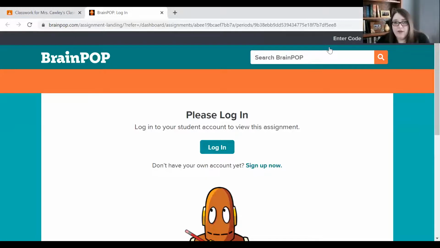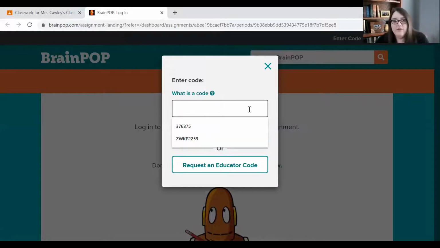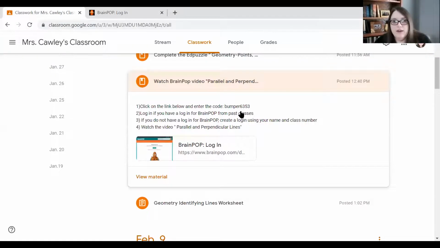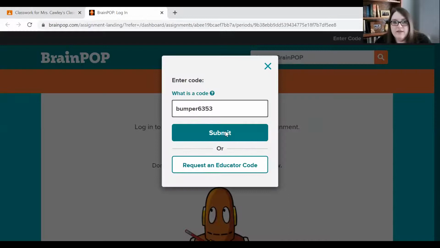So right here at the top, see where it says enter code? Okay. That is where you're going to enter my code, which is bumper 6353. If you don't remember, just tab here. It's right here. Bumper 6353. Go back to that tab. Hit submit.